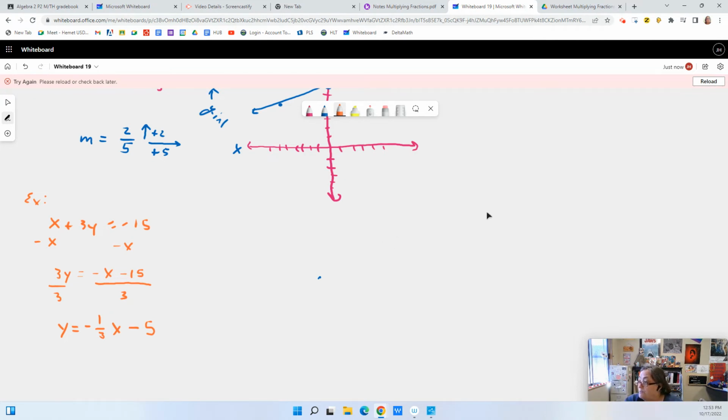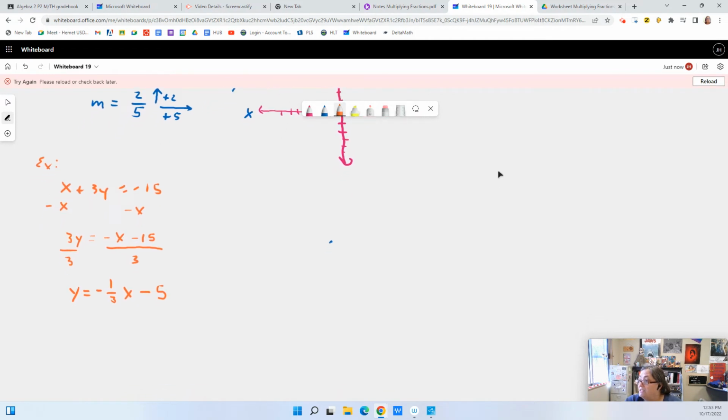I picked this problem on purpose because I knew it was going to give me a negative slope. And we want to talk about how to deal with a slope when it's negative. I don't know why I'm making this one so big.